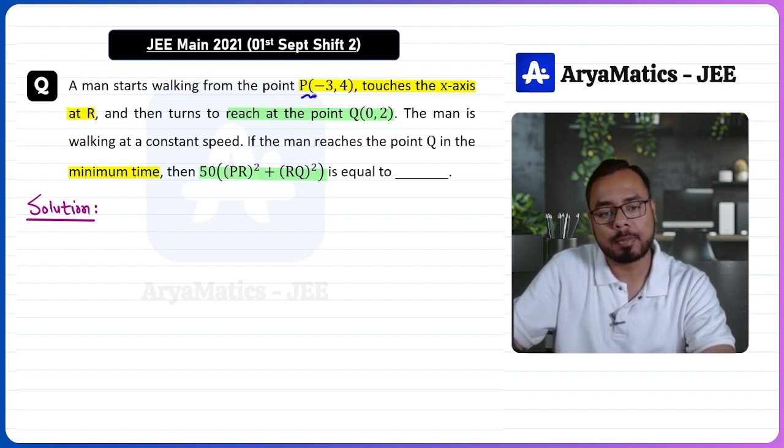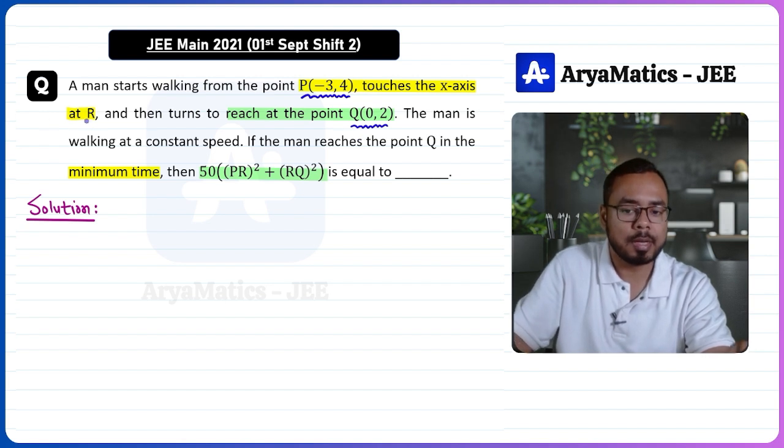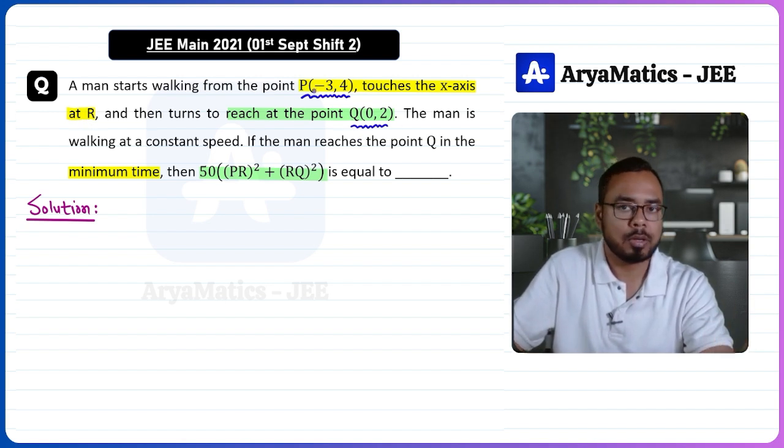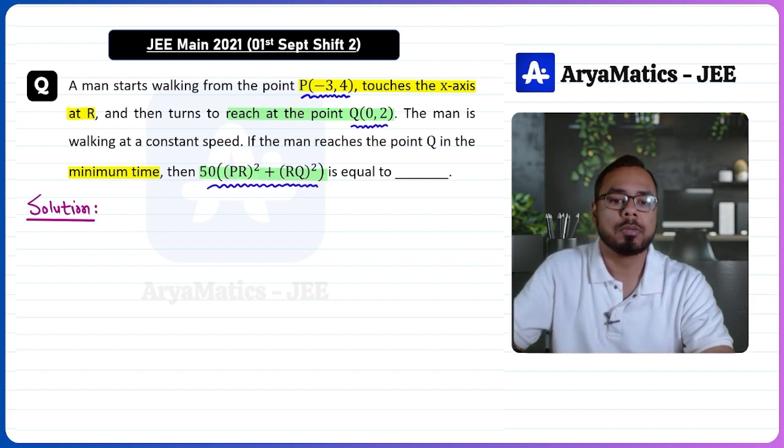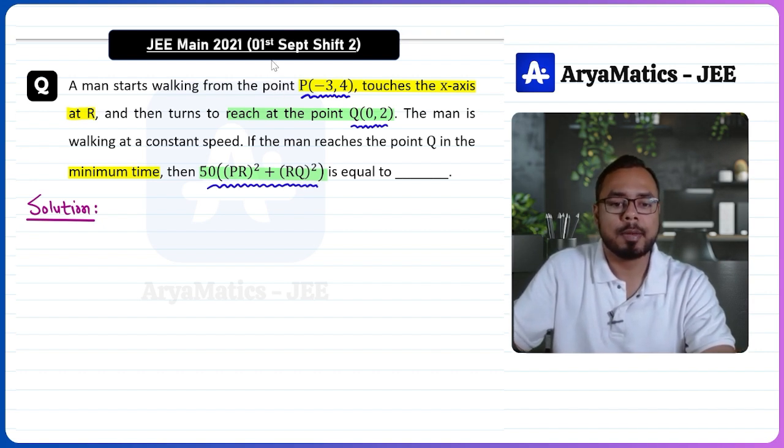The person is starting at point (-3, 4). He has to touch the x-axis at some point and then he has to reach point Q(0, 2). So where will this point R lie, so that the total distance traveled will be minimum? And then finally we need to calculate 50 into PR square plus RQ square. So first let us draw the diagram.